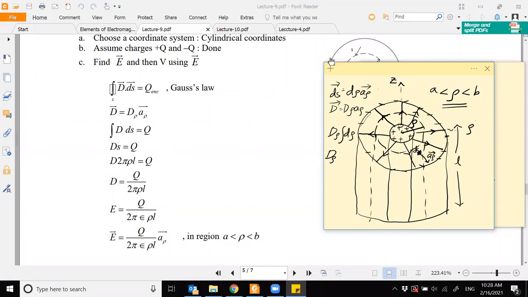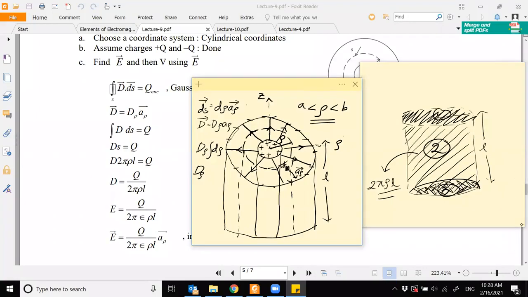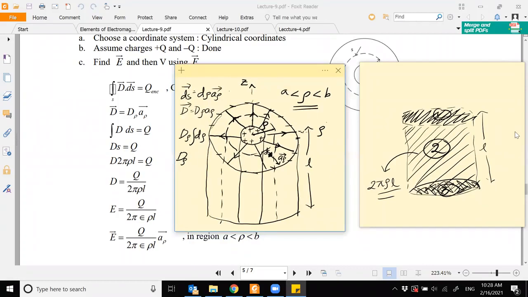Mr. Hussein Al-Zaki, can you tell me why I am not considering this surface and this surface? Yes, doctor. I think because the electric field is in the direction of rho. Yeah, okay. If the electric field is in the direction of rho, and I dot product that electric flux density with this dS surface, what will happen? The dot product will become zero. That's why.